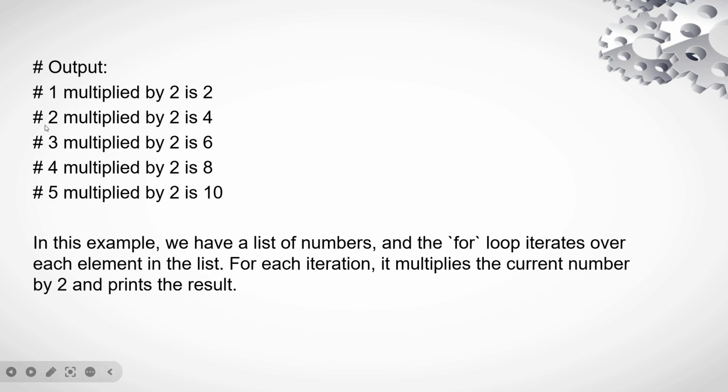Here our listed numbers are given, like 1 multiplied by 2 is 2. So the for loop applied the formula to each of the numbers listed above. So the output will be like this. For each iteration, it multiplies the current number by 2 and prints the result.